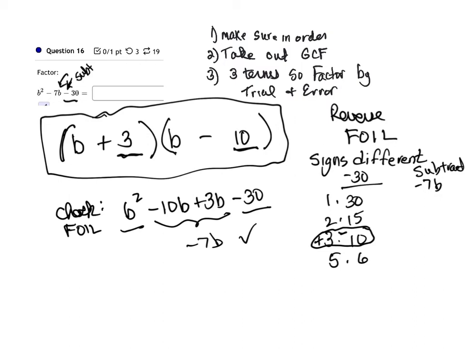And what I put in the box, that's what you'll put in the answer. And sometimes, if you miss an answer and you hit the little key button and it shows you the answer, there might be a dot in between the b plus 3 and the b minus 10, but you don't need the dot there.